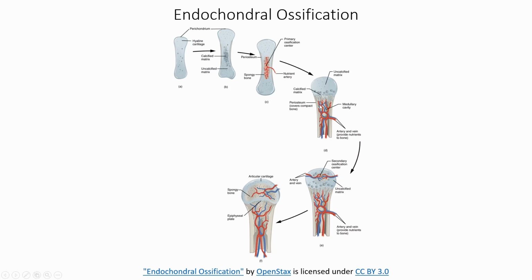Now, as we work our way from the middle towards the ends, we will have secondary ossification sites start, which will build up the spongy bone in the epiphyses. And we're just going to keep doing this until we are pretty much all bone, with the exception of the articular cartilage that is forming the caps right at the very top and bottom of the long bone, and the epiphyseal plate, which will stay a little bit cartilaginous as well.